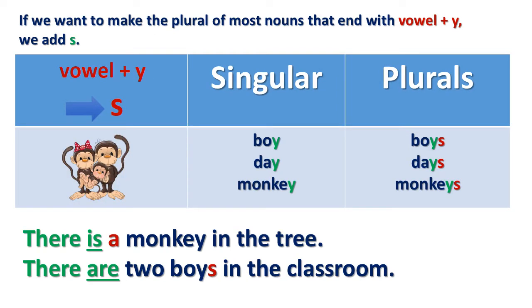If we want to make the plural of most nouns that end with vowel plus y, we add s. Boy, boys. Day, days. Monkey, monkeys. There is a monkey in the tree. There are 2 boys in the classroom.